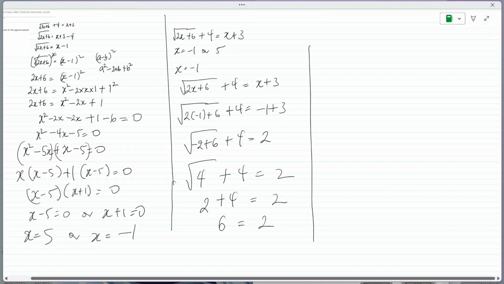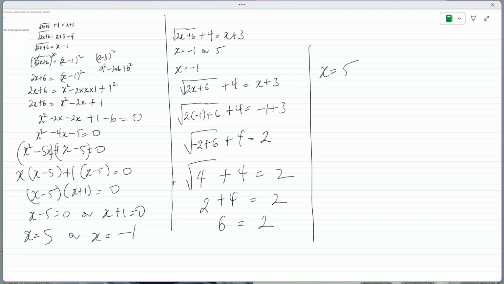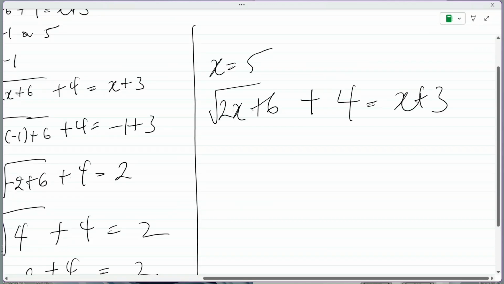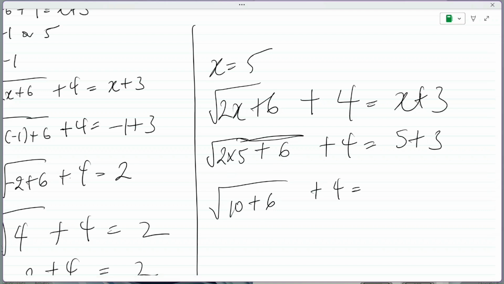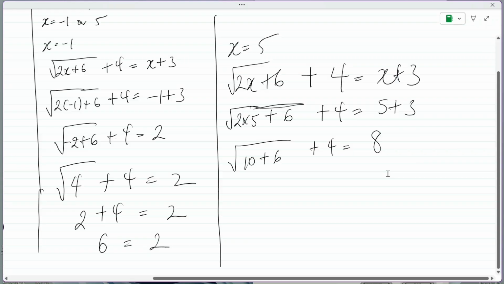Next, you take the value for x, that x equals 5. The initial equation is square root of 2x plus 6, plus 4 on the outside, equals x plus 3. In this case, our x is 5. So you have square root of 2 times 5, since the value of our x is 5, plus 6, then plus 4 on the outside, equals 5 plus 3. You have square root of 2 times 5, that's 10, plus 6 under square root, then plus 4 on the outside equals 5 plus 3, that's 8. We finished solving on the right hand side. Let's go back to the left and finish up.